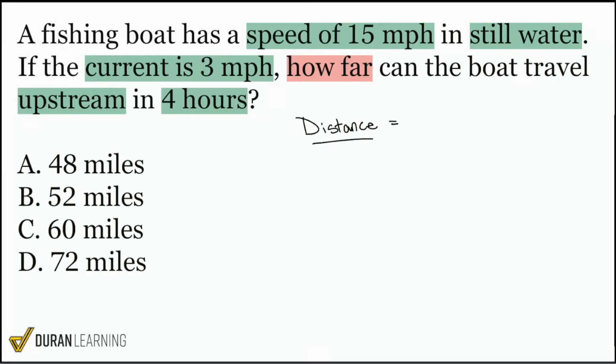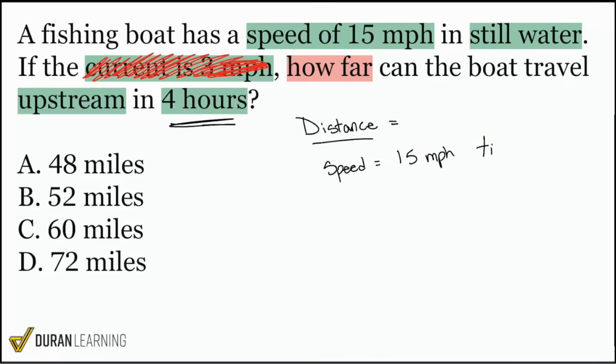If this were a normal distance, rate, and time question, let me show you how simple this would be. Let me take my red marker here and just cross this out. Don't worry, I'll uncross it. But take a look at this. Let's say that our fishing boat has a speed of 15 miles an hour, and then we have the time here, 4 hours.